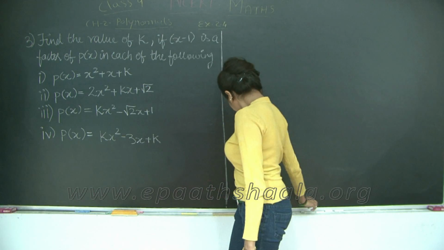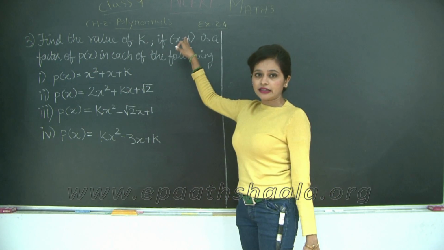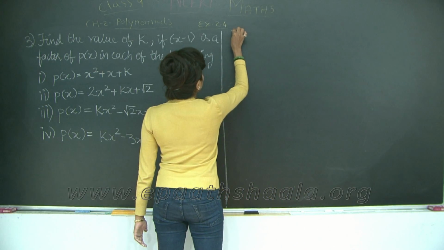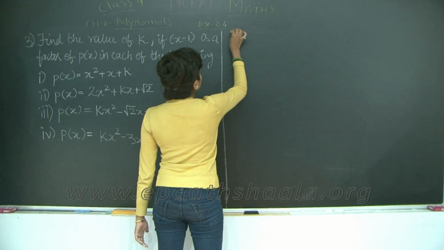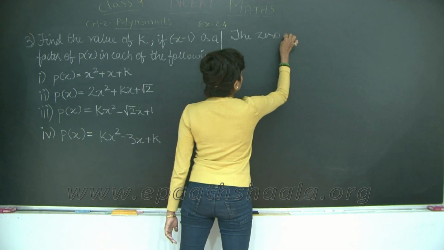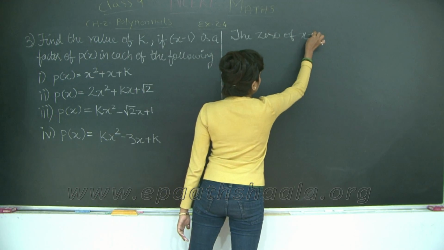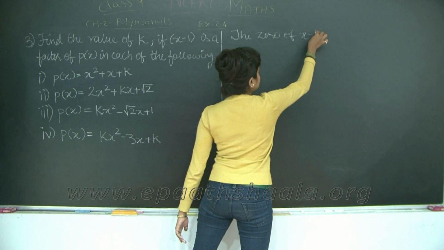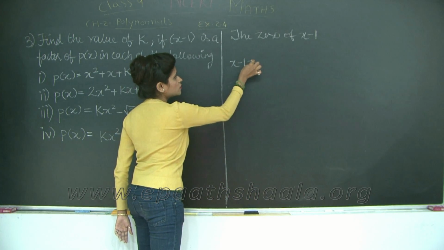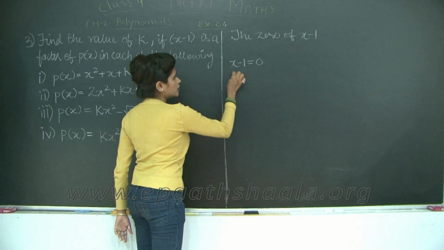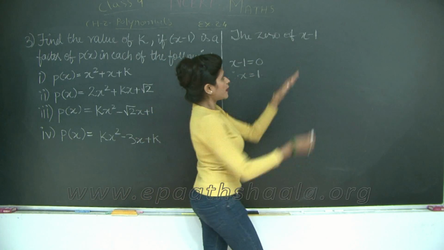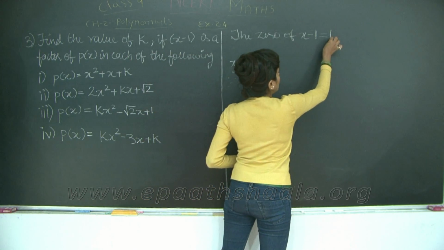Let's see how. So, first I am going to find the zero of x minus 1. The zero of x minus 1 is what? Let's solve it quickly. x minus 1 is equal to 0. Therefore, x is equal to 1, right? So, the zero of x minus 1 is equal to 1.